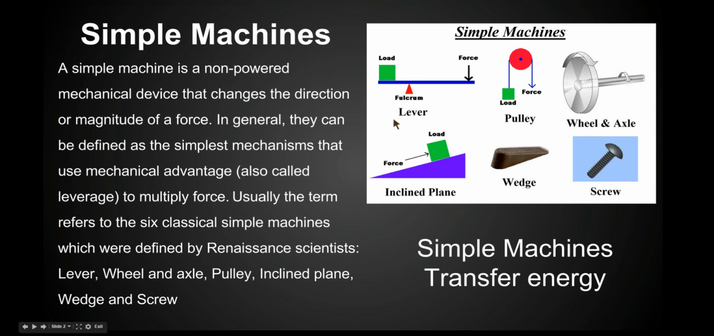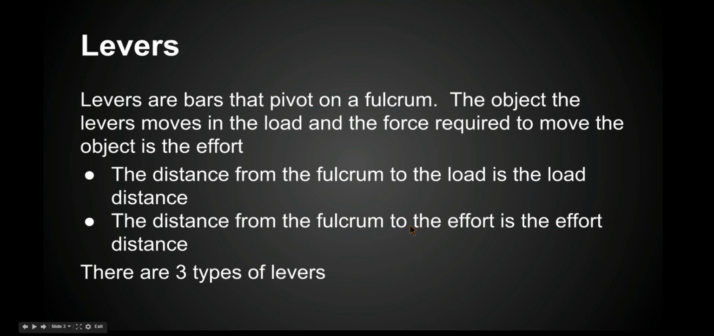So we have a lever, we have the wheel and axle, we have a pulley, we have an inclined plane, and we have the wedge and screw. These are all examples of simple machines. And simple machines, for the most part, transfer energy. So the first one we're going to talk about is a lever.